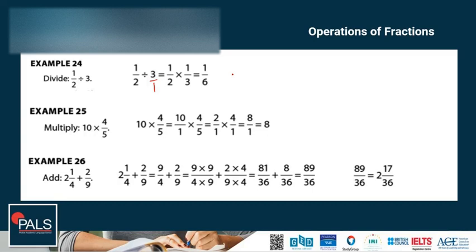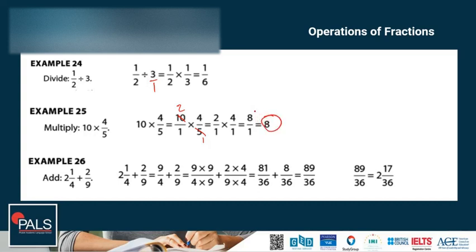Look at example 25. Multiply 10 times 4 fifths. 10 is the same as 10 over 1 to complete the fraction. So 10 over 1 times 4 over 5. Then we can cross cancel 10 and 5, dividing by 5. So 1 and 2. So we have 2 times 4 is 8. 1 times 1 is 1. So 8 over 1 is equal to 8.